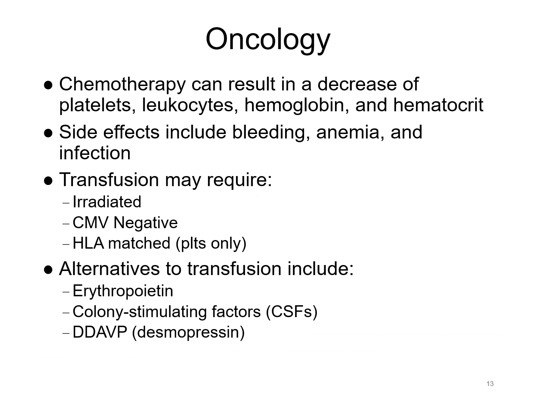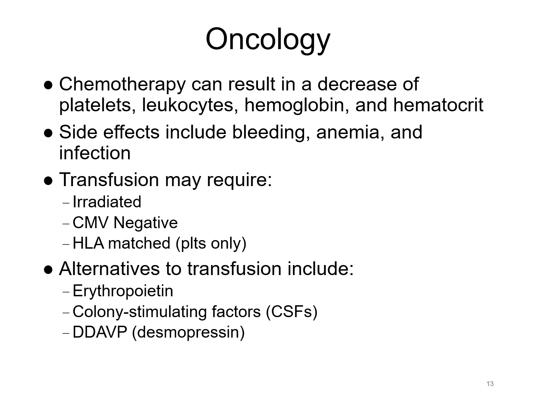And for your oncology patients, chemotherapy can actually result in a decrease of platelets, leukocytes, hemoglobin, hematocrit. Because remember, your chemotherapy is actually targeting those rapidly dividing cells. It's wanting to target those cancer cells, but it's targeting your normal cells as well. So side effects can include bleeding, anemia, and infection. So to try to help alleviate that, then transfusion may be required. Now, some of the things that may be required of that particular transfusion could include irradiated products, CMV negative, as well as HLA matched for your platelets.